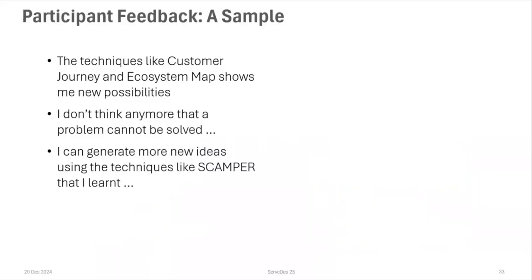Just to give some examples, I'm not going to read all of these participant feedbacks. There's plenty. In fact, there are pages and pages of it. I've just extracted a few. For example, how they are currently getting benefits out of the common techniques and common frameworks that we use, like journey mapping, ecosystem mapping, and so on, and changes in attitude, like getting confidence that all problems can be solved.